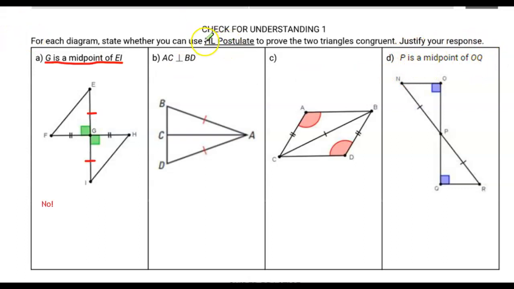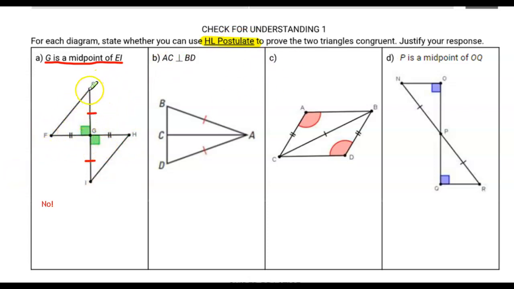All right, again, the question was whether you can use HL postulate to prove that the two triangles are congruent, and in this case, we can't. Well, one thing that we know is that it is a right triangle because it has a right angle, and this is a right triangle also because it has a right angle. However, Hyp-Leg or hypotenuse leg postulate requires us to know the hypotenuse and the leg of each triangle. We know both legs because since G is a midpoint of EI, that means that GE and GI are congruent. We don't know anything about the hypotenuses of these two triangles. So since we don't know the hypotenuses, we can't say that we can use HL postulate to prove that these two triangles are congruent. But there's another method we can use.